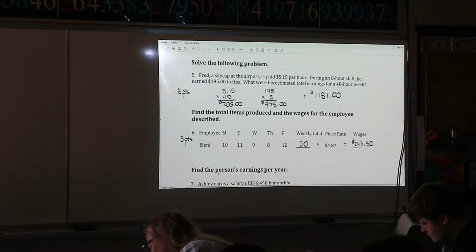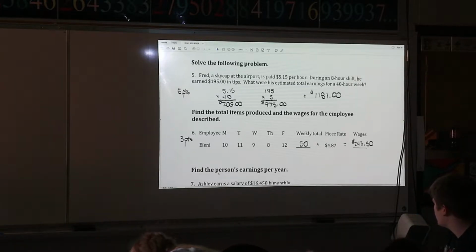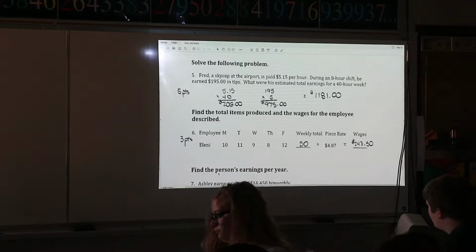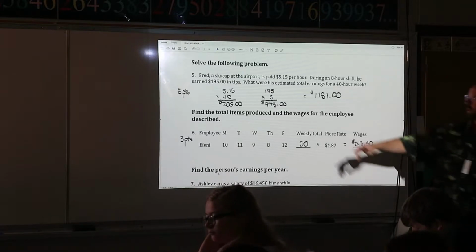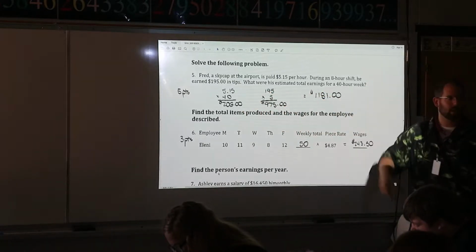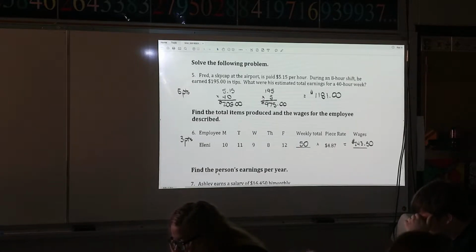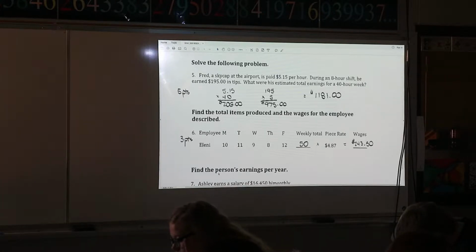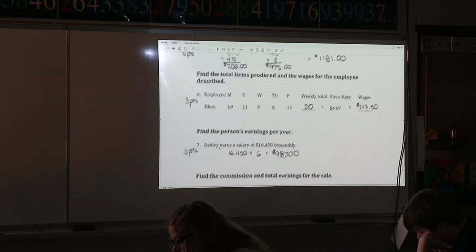So 5 times the $195 in tips, because you get those tips multiple times over that week, and you're earning $5.15 for a 40-hour week. So you have to calculate what your tip is, what your normal pay is, and you add them together and you get $1,181. The most common mistake people made, they forgot to calculate the tip multiple times to get up to 40 hours. During a normal shift, he's making $195 in tips. And I said that was recurring every 8 hours. Okay, that's what I said in class.